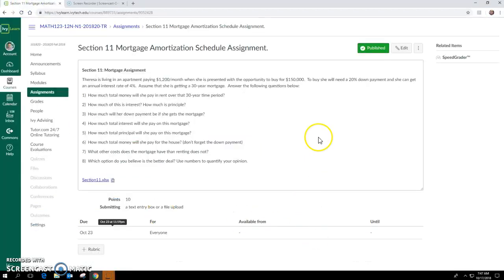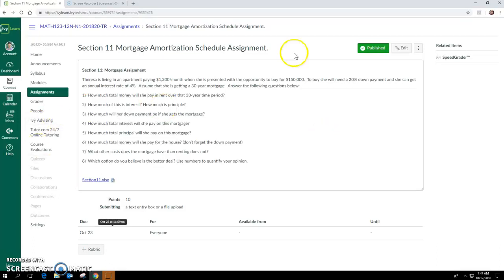Okay, let's talk about the Section 11 mortgage amortization schedule assignment. So here's the scenario. Teresa's living in an apartment and she's paying $1,200 a month, and she's presented with the opportunity to buy for $150,000. So that's going to be the list price of the house. And we're assuming that she's going to do a 20% down payment and get an interest rate of 4%, and she wants a 30-year mortgage.